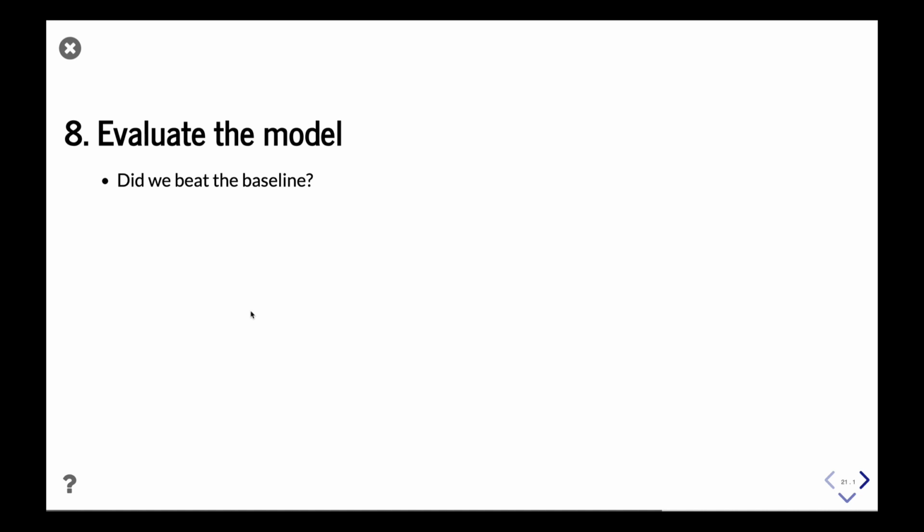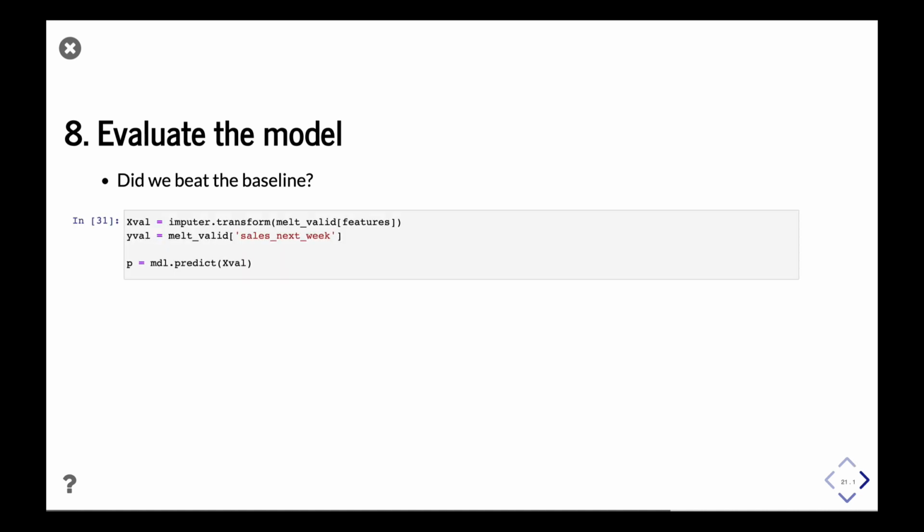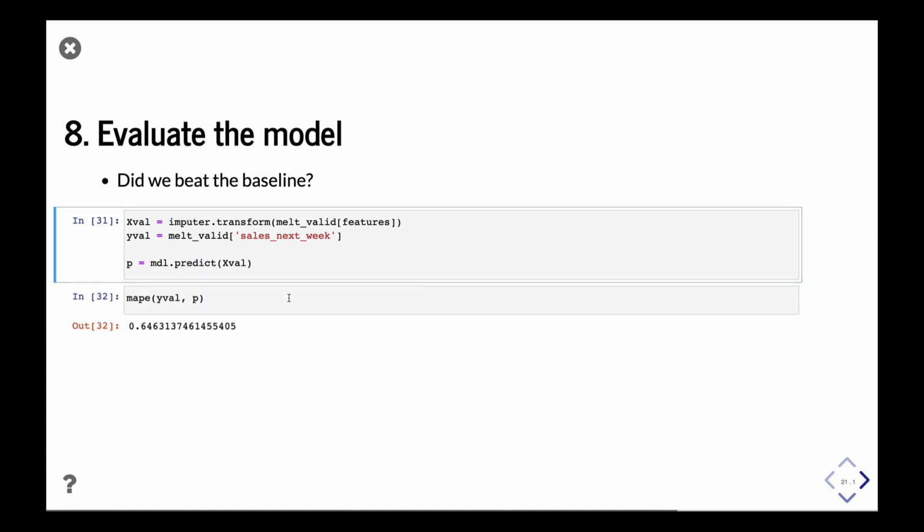So step 8, of course, is evaluating the model. Did we beat the baseline? Here we just need to impute the data for the validation dataset, so melt valid. So we pass melt valid with the list of features here to the transform method of the fitted imputer to create our XVol. And for the YVol, we are going to use the sales next week, and we do the prediction. Nothing new here, just Scikit-Learn.